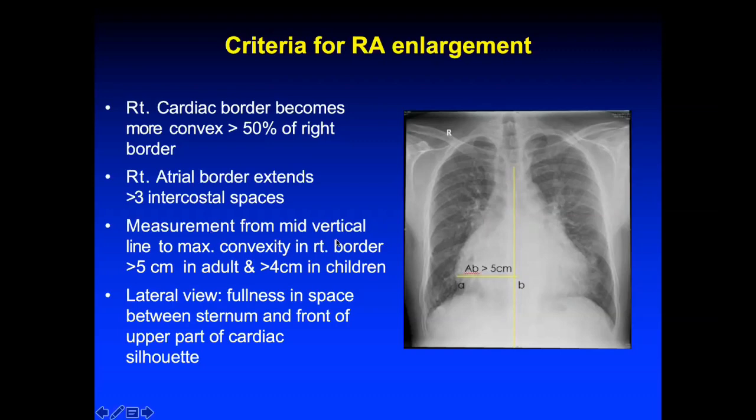Second is the measurement from the mid vertical line to the maximum convexity of the right border: more than 5 centimeters in adults and more than 4 in children. So you draw a vertical line from the spinous process and then a transverse line to the maximum convexity of the right atrium, and if the distance is more than 5 centimeters in adults or more than 4 centimeters in children, this is the second criteria. Third is that the right cardiac border becomes more convex, more than 50% of the right border. Again, this is a very soft criteria. So the 2 main consistent criteria are the right atrial border beyond 3 intercostal spaces and the distance of more than 5 centimeters.